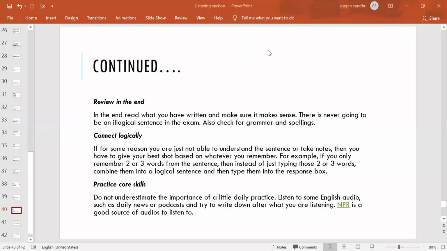Okay, so the sentence here is, our group meeting will be held tomorrow in the library conference room. This is the answer here.